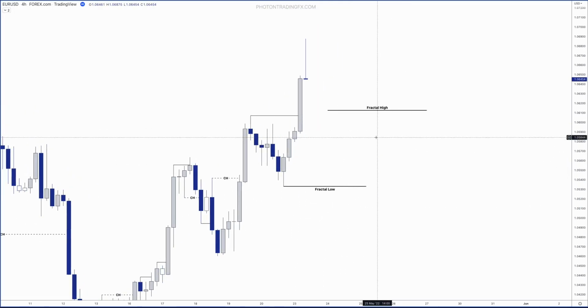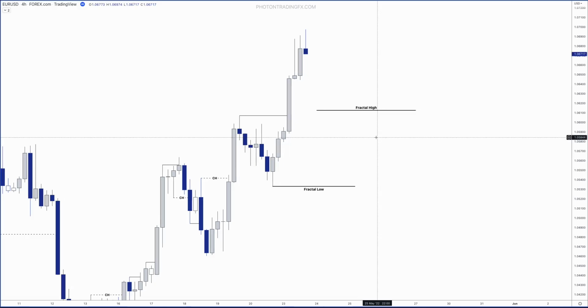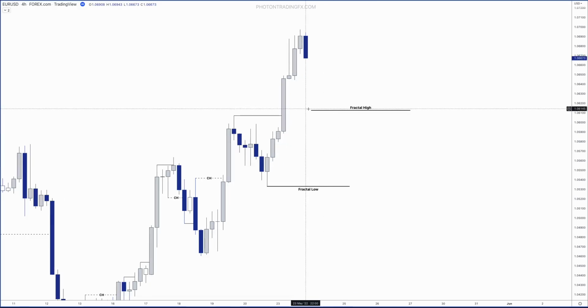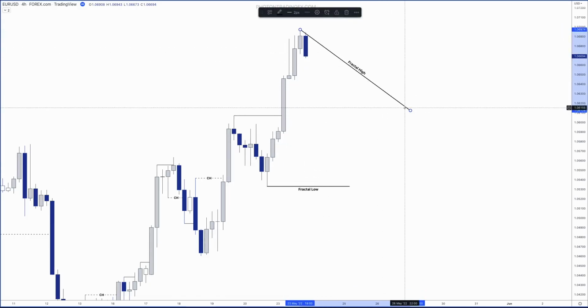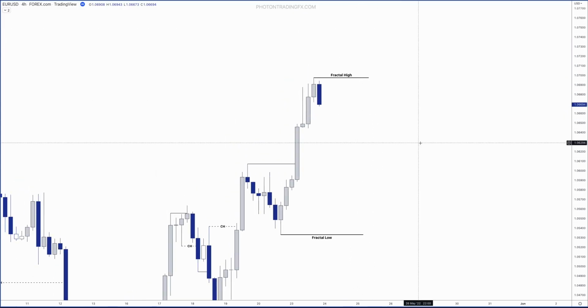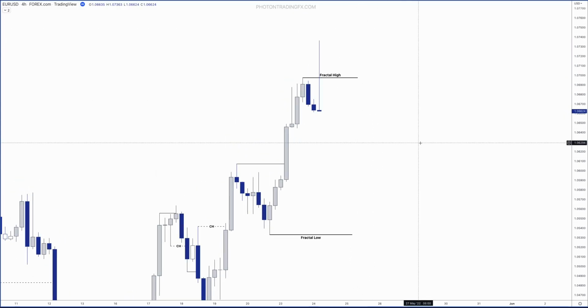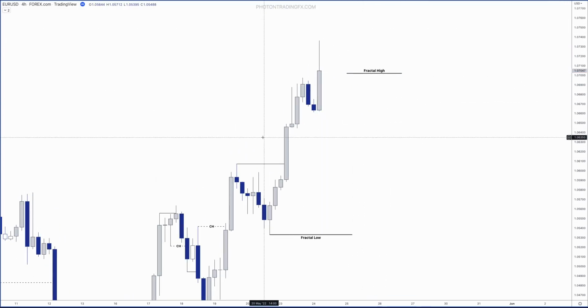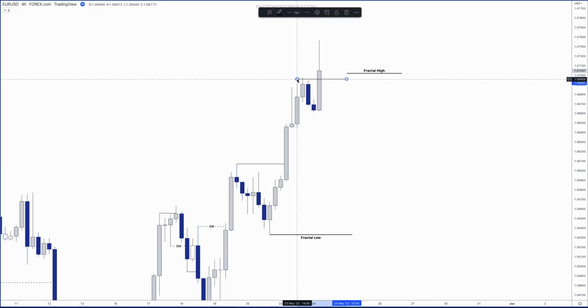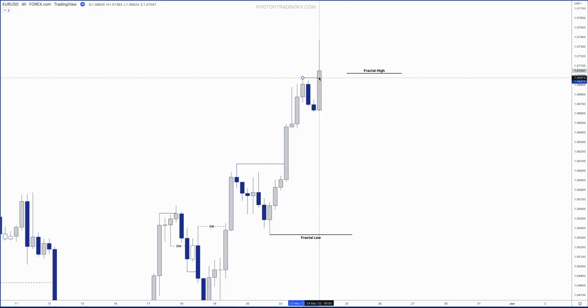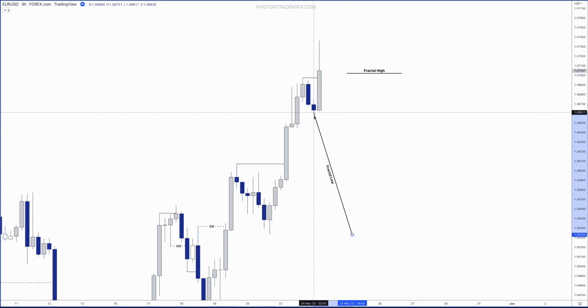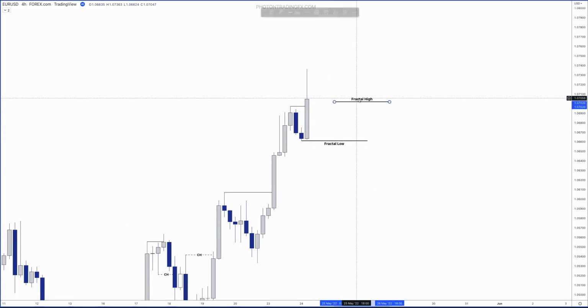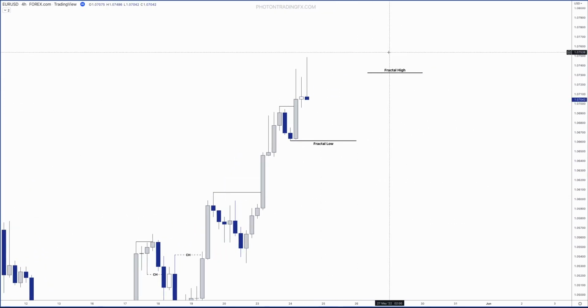So let's see what happens next. Price continues to the upside, continues to the upside, continues to the upside, pulls back, so that's our fractal high. Okay, cool. Now we pull back and then we break the structure to the upside. So then we have a continuation. All right. And then this becomes our fractal low, as this was the last candle to fail to break the previous candle's high. Cool. So we pull back.